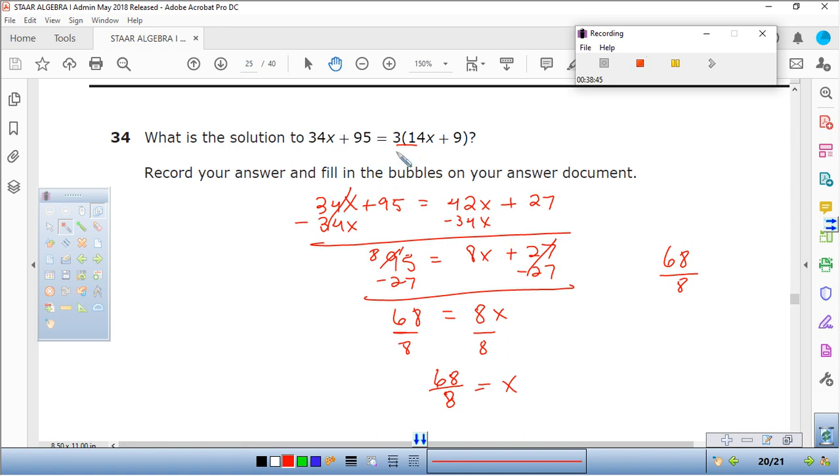Did I multiply right? 3 times 14 is 42, x minus 34x is 8x. Okay, now what do I do now? Kind of simplify this one. How many 8s go into 68? 8 times 8 gives me 64. Bring 4, right? So we're going to have 4 over 8. So it's 8.5.